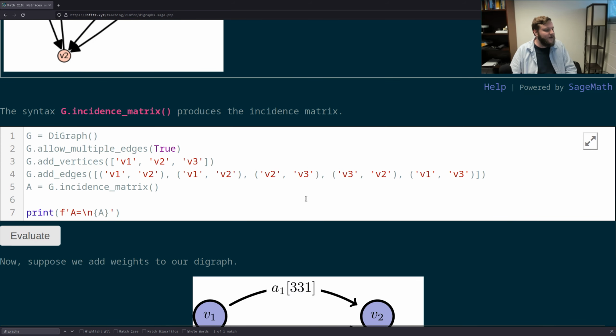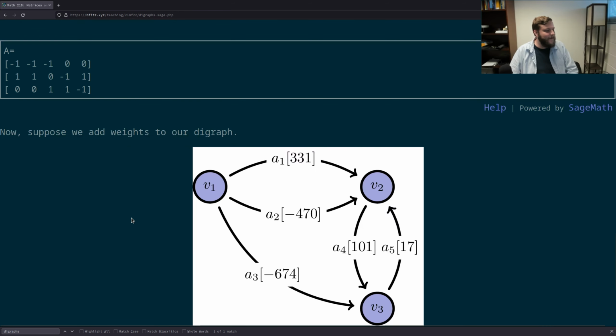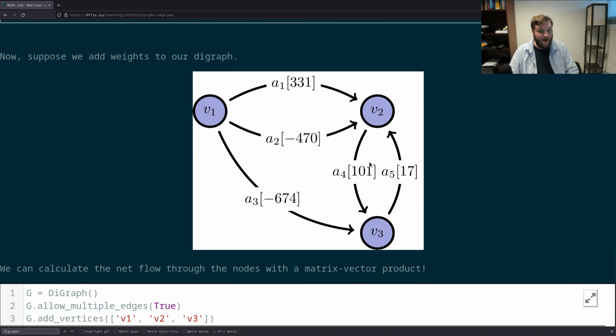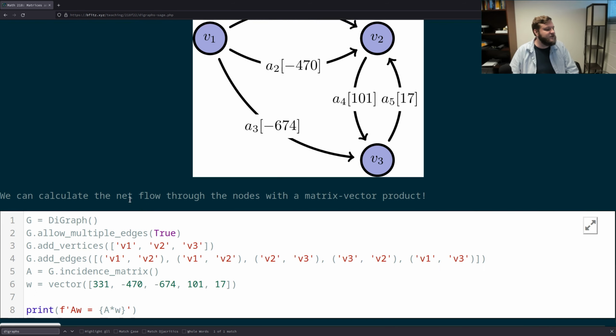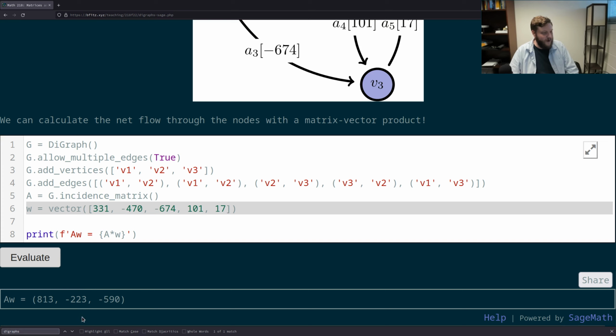And of course, I've also included the syntax here for producing the incidence matrix of a directed graph on this fifth line of the code. If you click evaluate, this will give you the incidence matrix. And if you want to, you could equip your directed graph with weights on the arrows. If you store those weights inside of a weight vector, you can then do the matrix vector product to calculate the net flows. So if you click evaluate, that will happen here. Take a look at that and play around with it and see if it helps you on your homework.